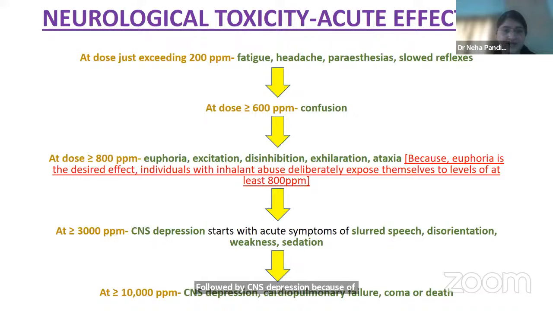At doses exceeding 200 ppm, there is fatigue, headache, paresthesias, and slowed reflexes. Then at 600 ppm or more, there is confusion. At doses of more than 800 ppm, there is euphoria, excitation, disinhibition, acceleration, and ataxia. This is the most important dose because, in order to get the high, individuals with inhalant abuse deliberately expose themselves to this level. And then when it is repeated over a period of time, at doses of more than 3000 ppm, the CNS depression will start, followed by dysarthria, disorientation, weakness, and sedation. And at more than 10,000 ppm, the patient will have cardiorespiratory failure, coma, or death.